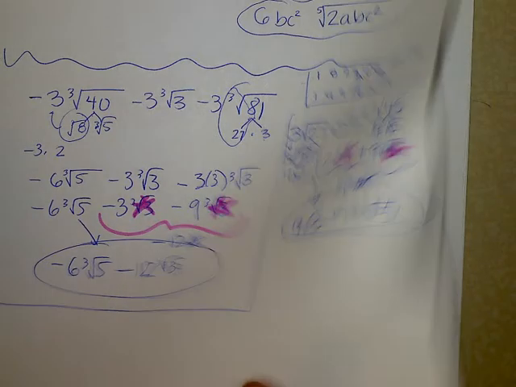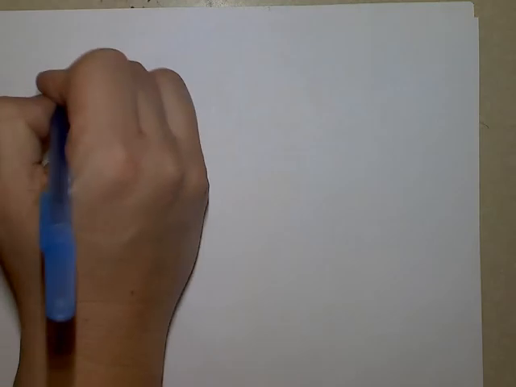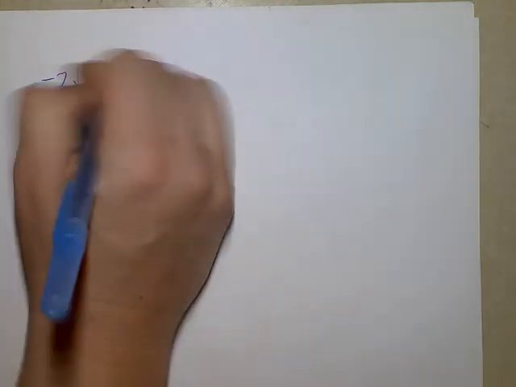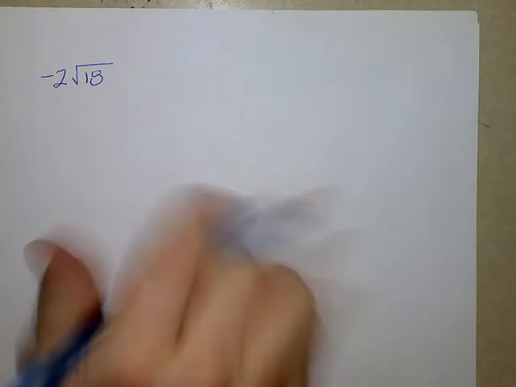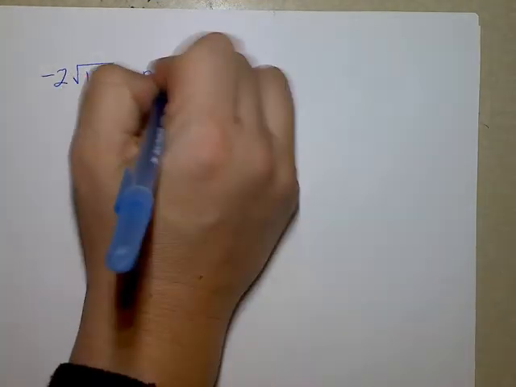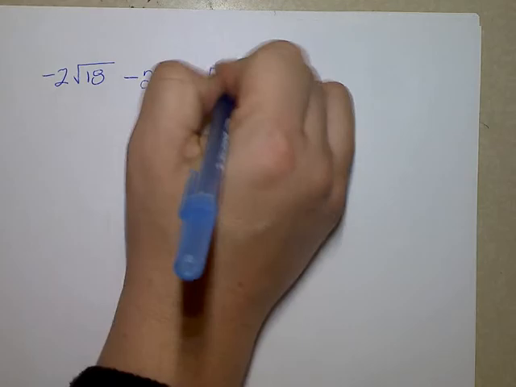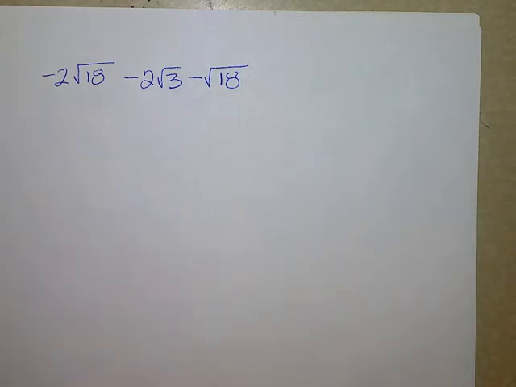Okay, I'm going to have you practice one with your partner. Please write down negative 2 radical 18, subtract 2 radical 3, subtract radical 18. With your partner, we're going to practice at the speed you would be taking a quiz. You have 1.5 minutes, no penalty for not being done in time or for having it wrong. Begin.